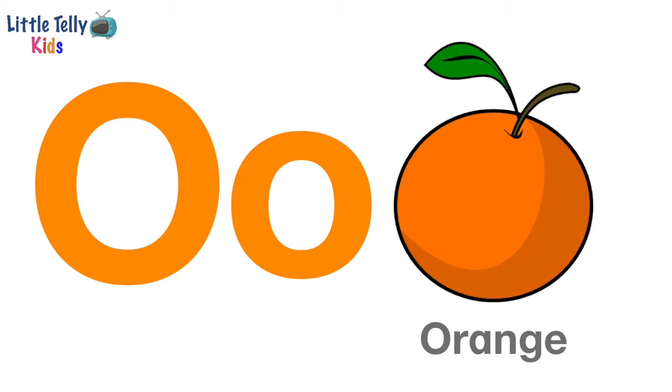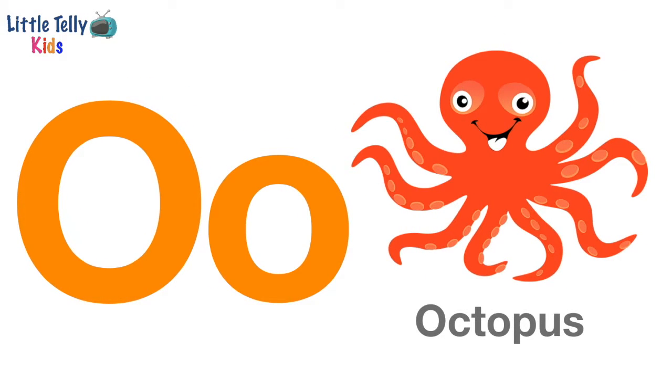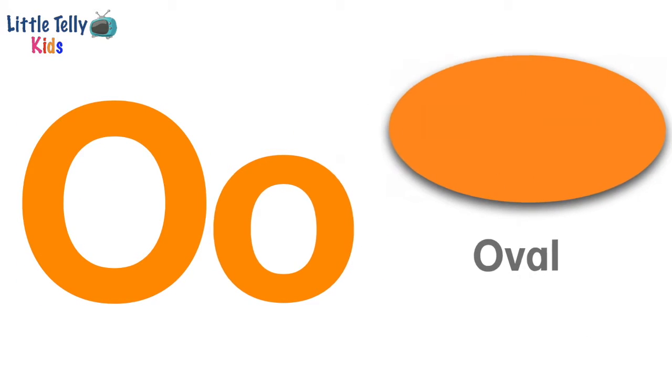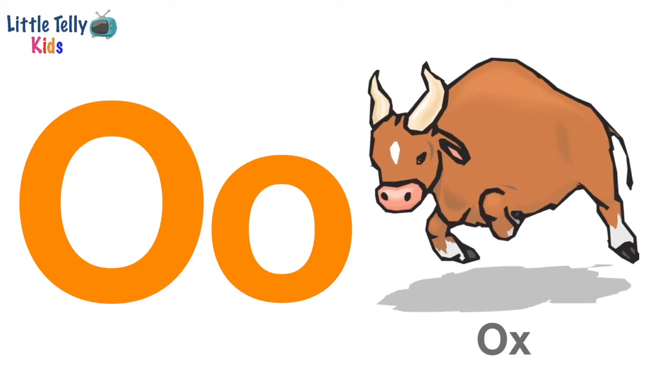Capital O, small o. O for orange. O for octopus. O for oval. O for ox.